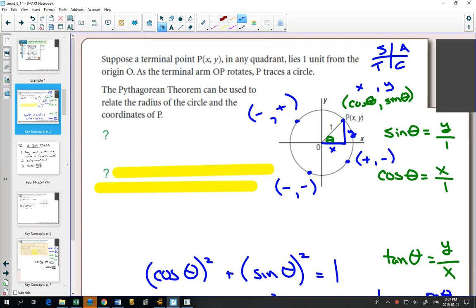So the unit circle helps explain even further why the cast rule works. And it's kind of nice that some of these things that you've been putting together over time now are like, oh, it's starting to make more sense.